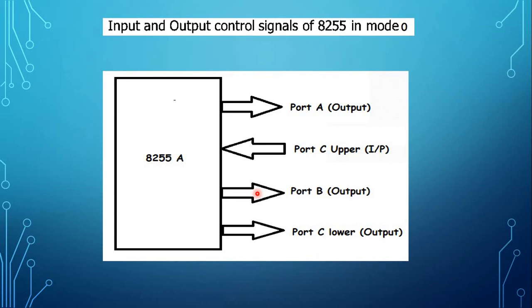So this is the mode 0 configuration. Here, port A acts as output, port B acts as output, and port C, the upper and lower parts, act as input and output. So the 8255 in mode 0 configuration can be used individually either as an input port or an output port in 16 different combinations. This is about the mode 0 function.